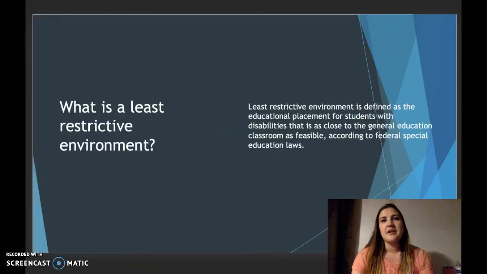A least restrictive environment is defined by the idea of placing students with disabilities in a general education classroom setting. It gives them the opportunity to be as close to general education as we possibly can. It is federally mandated according to special education laws. There are regulations in place that ensure that no student is excluded based off disability.